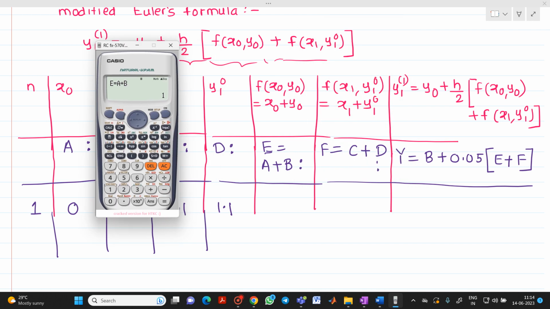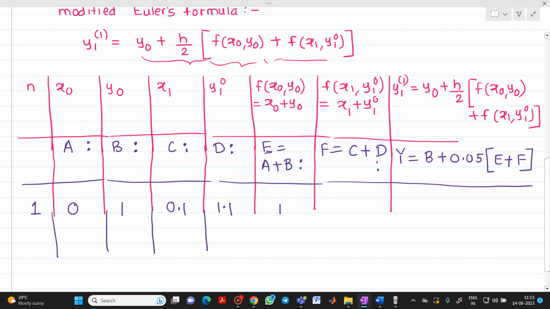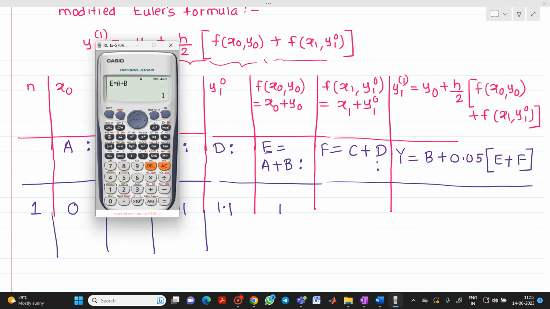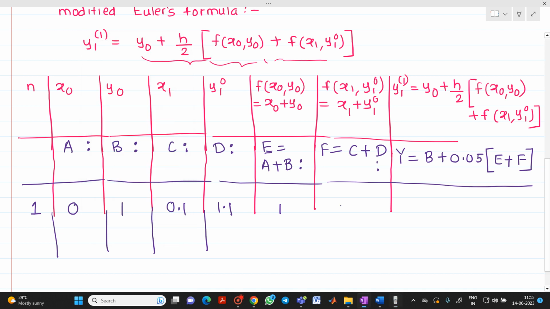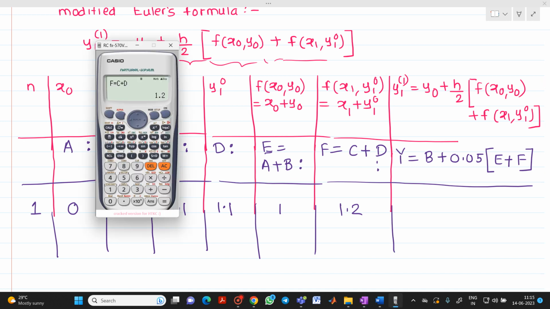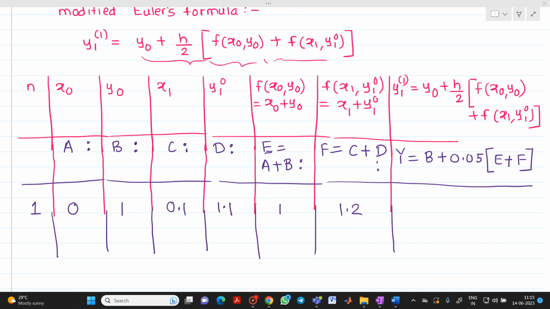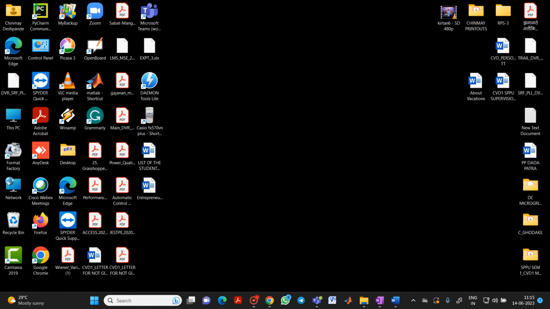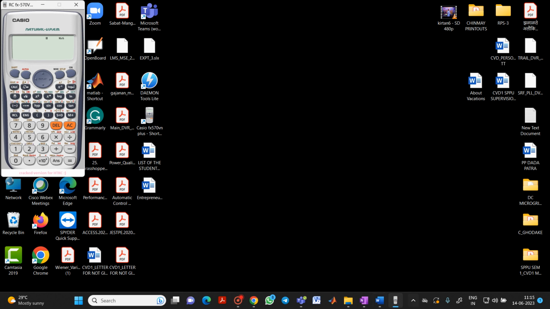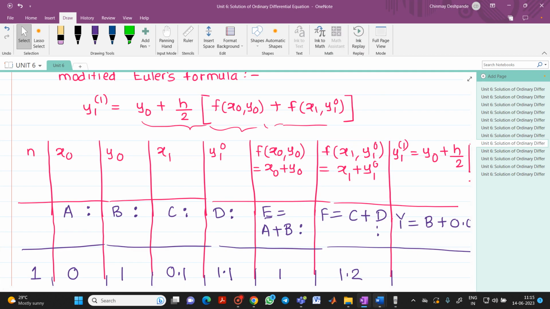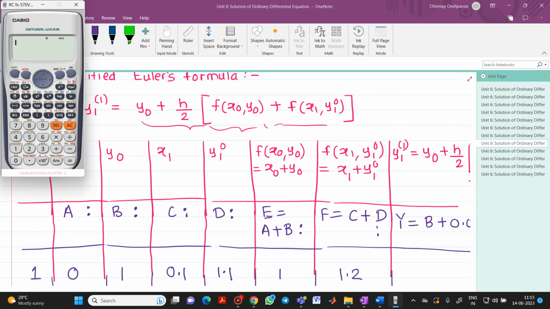Now what is the value of e? E means f of x0 comma y0. So what is the value of that? It will be 1. Next is again press equal to. What is the value of f? It will be 1.2. So let me write this value as 1.2. And what is the value of y? So press equal to. You will get this. Sorry, I think there is a problem with this calculator. So let me add this again. It created some problem. Anyway, we will do it.